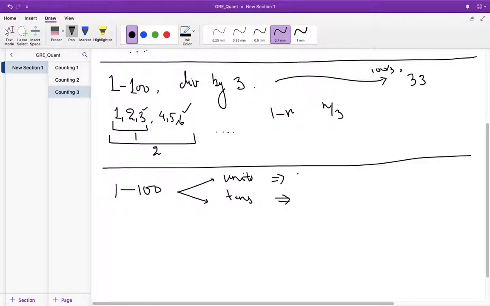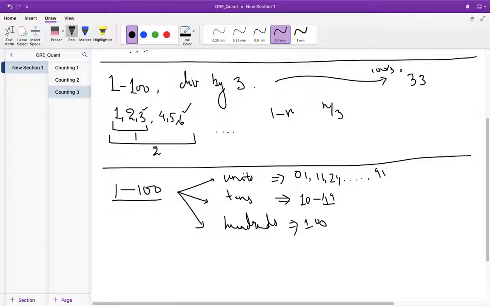So in every 10 numbers from 1 to 10, you would have at least one number that has a 1 in the units place between 1 to 100, and in the tens place one would have only the numbers between 10 to 19 having 1 in the tens place. And we also have to consider the hundreds place, where the only number that has 1 in the hundreds place would be 100 in the range 1 to 100.